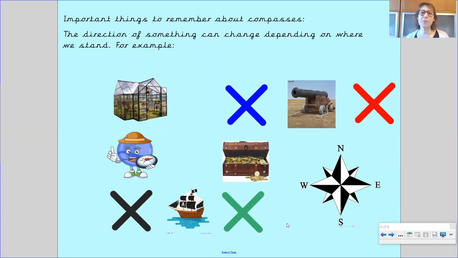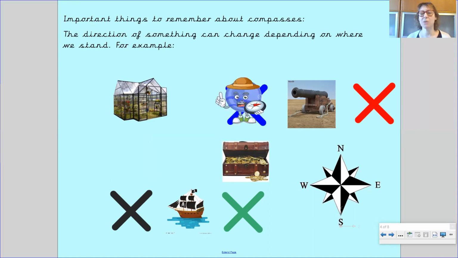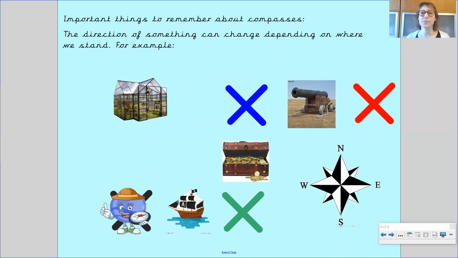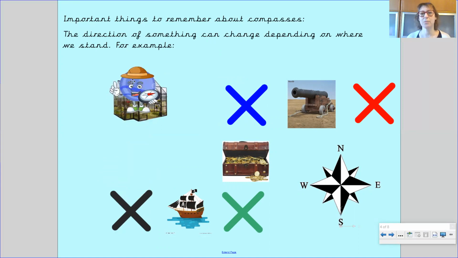Now, the important thing to remember about a compass is it shows you where things are compared to where you are. So something can change direction. For example, if we take our man and we stand him on the blue cross, then right now the greenhouse is to the west of him. So he would have to go west to get to the greenhouse. But if he's standing on the black cross, then he would have to go north to get to the greenhouse.